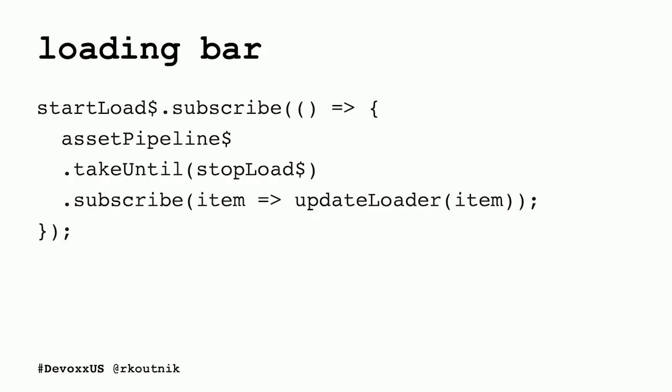We've also solved loading bars, which are a wonderful source of race conditions and headaches and torn out hair. But in this case, it's just when the load starts, listen to the asset pipeline, take until, for whatever reason, we stop loading. Maybe it finished. Maybe the user decided to cancel. Maybe there's an error. And for every item, just update the loading bar on the page.